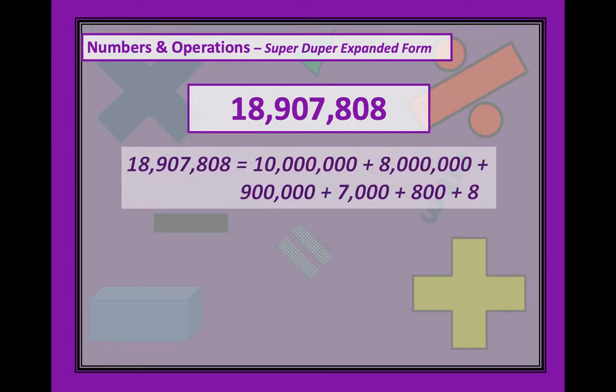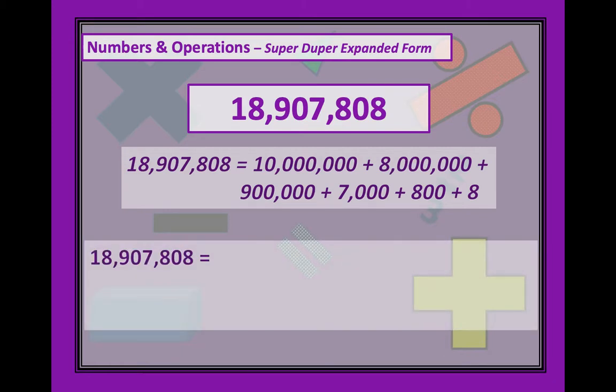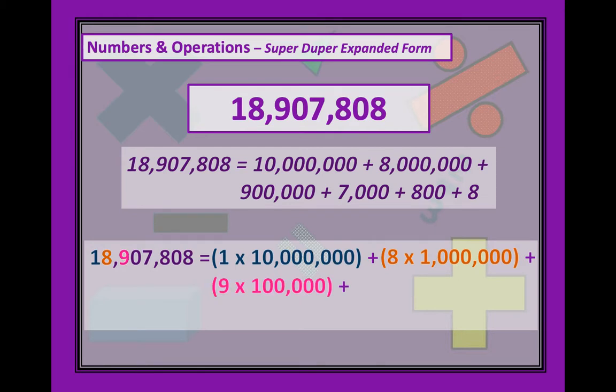So the regular expanded form shows the value of each digit, but for super duper expanded form, you're going to do the digit times the place. 1 times 10 million, plus 8 times 1 million, plus 9 times 100,000. Skip the value of this 0, go to 7 times 1,000, 8 times 100, value of 0 again, so we can end with 8 times 1 for the ones place.